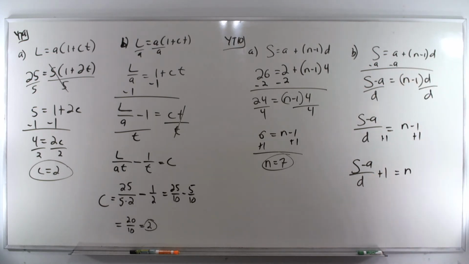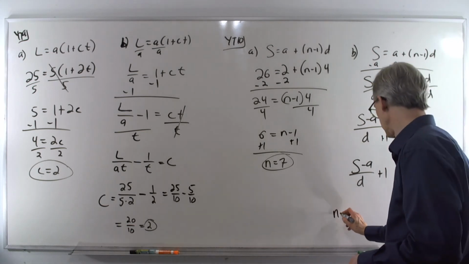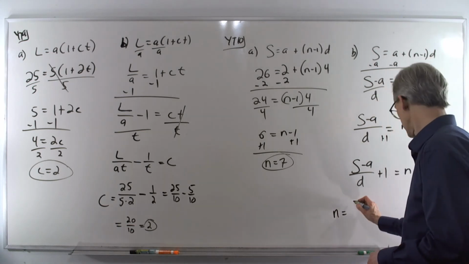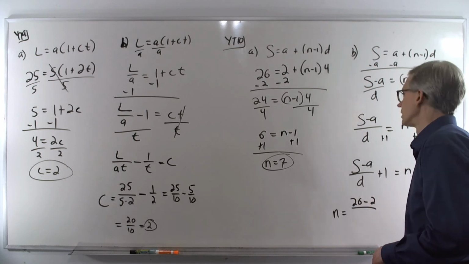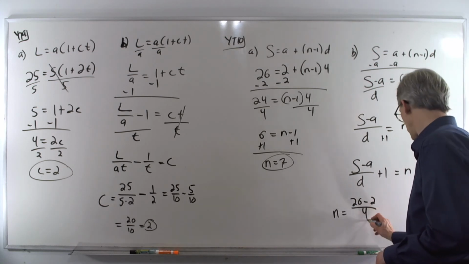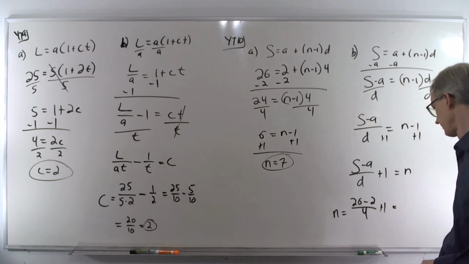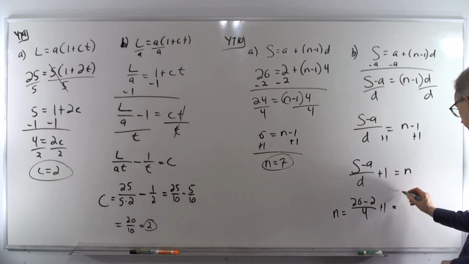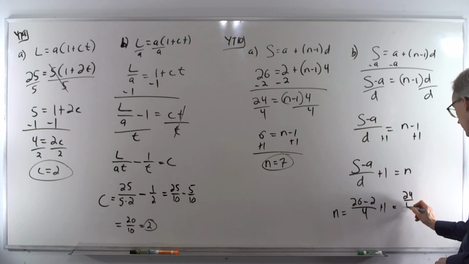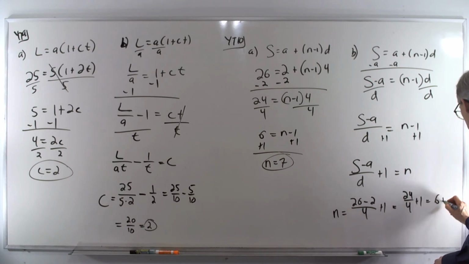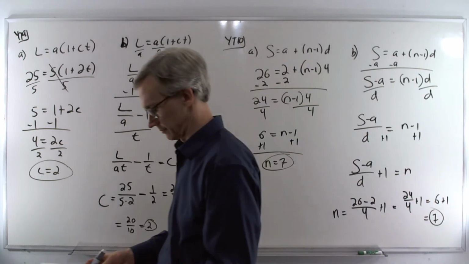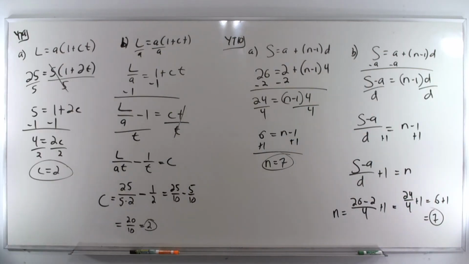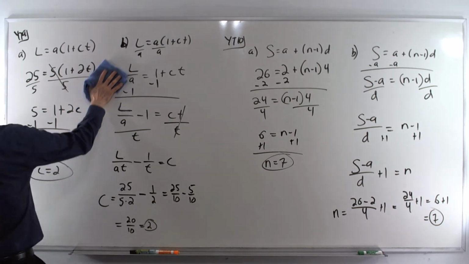Now we can plug it into this formula. So that gives us N equals, S is 26, A is 2, and D is 4. So 26 minus 2, that's 24. So 24 over 4 plus 1, or 6 plus 1, or 7. Your turn, number 11.